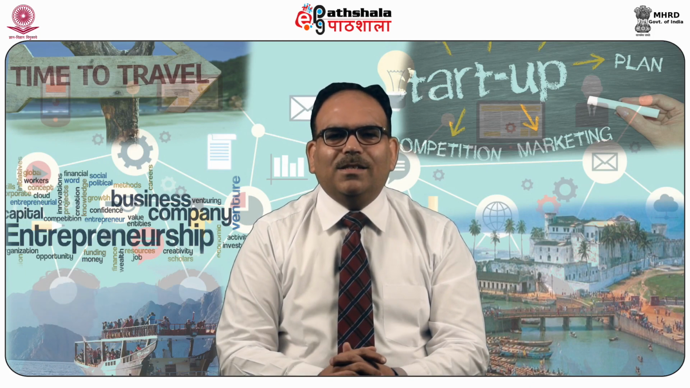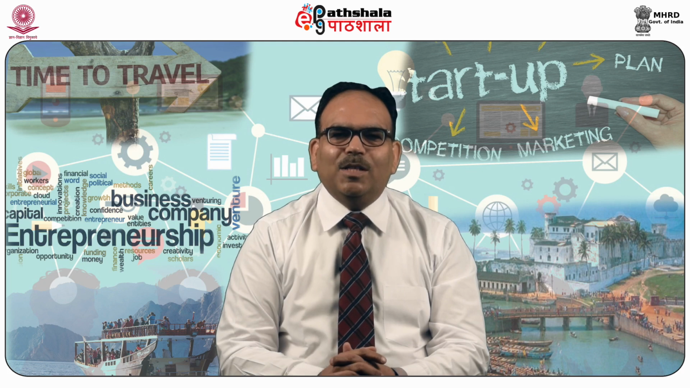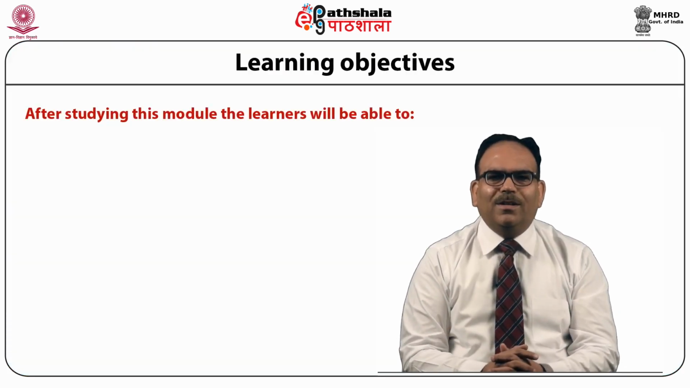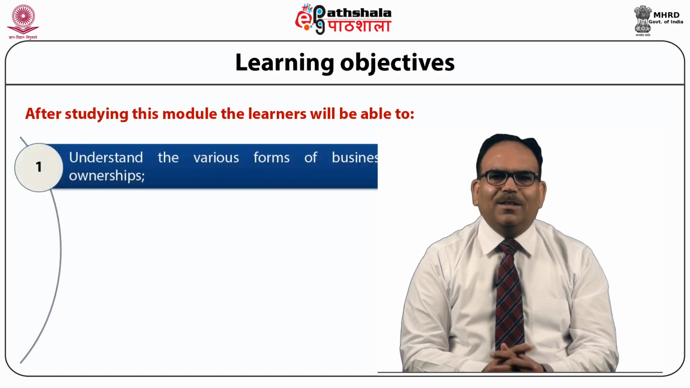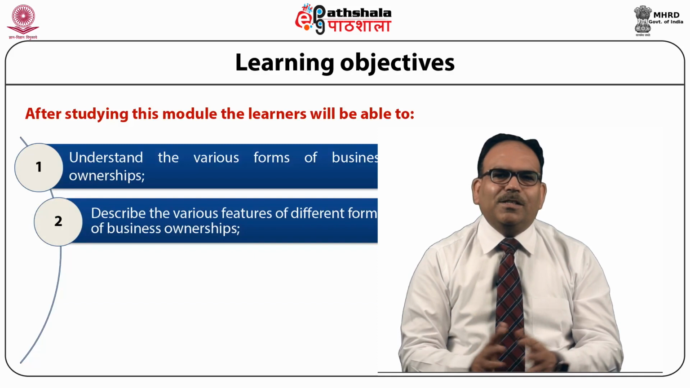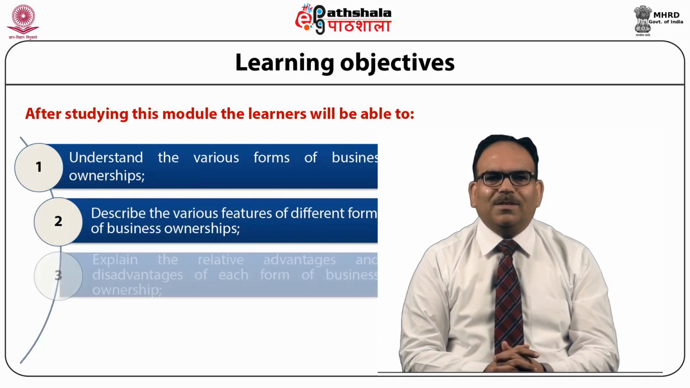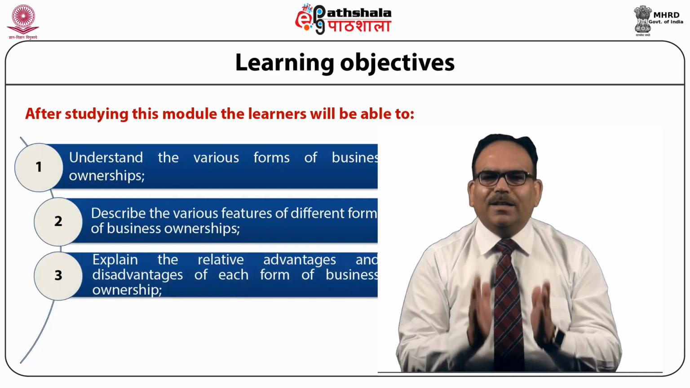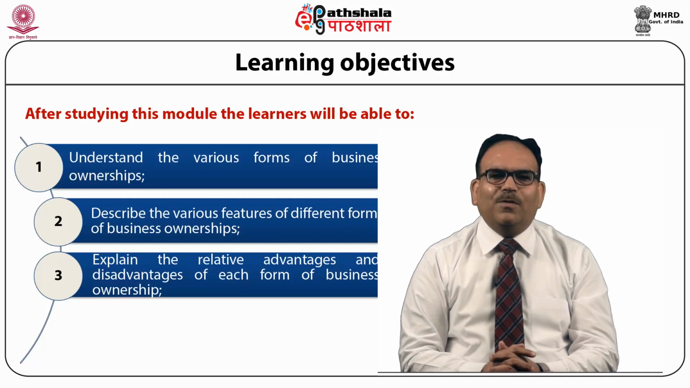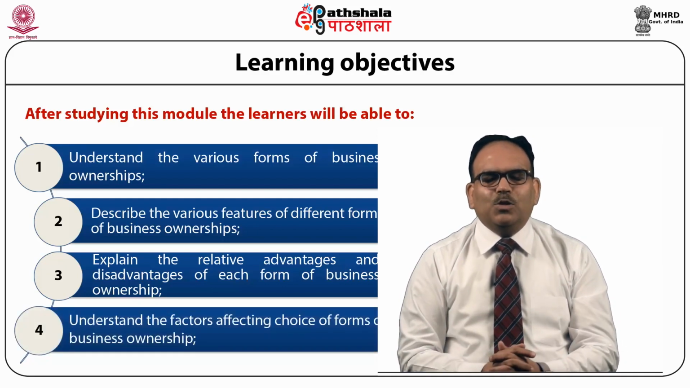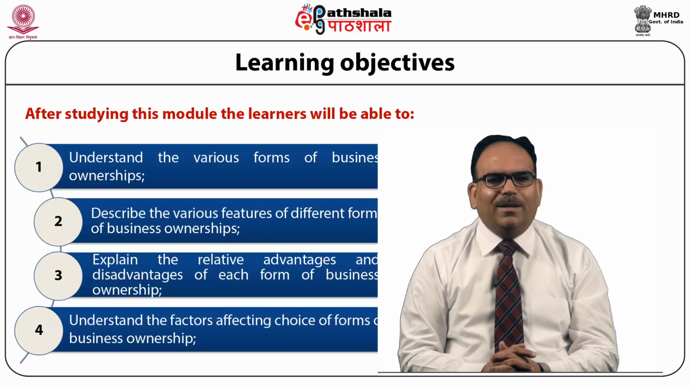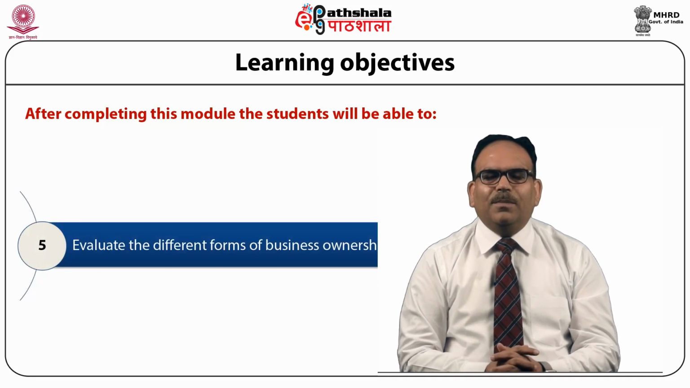Today we are going to discuss the module Forms of Business Ownerships under the paper Tourism and Hospitality Entrepreneurship and Legal Environment. After studying this module, the learners will be able to understand the various forms of business ownerships, describe the various features of different forms of business ownerships, explain the relative advantages and disadvantages of each form of business ownership, understand the factors affecting choice of forms of business ownership, and evaluate the different forms of business ownership.